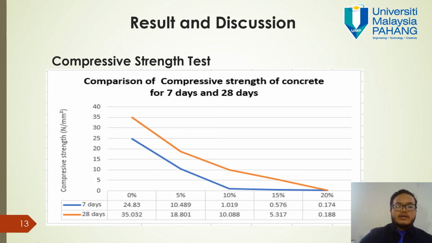So now let's go to the result and discussion. For the percentage of concrete with Kenaf core, the samples differ by percentage replacement, which is 5, 10, 15, and 20% of Kenaf core. All data from compressive strength, flexural strength, and water absorption rate with water curing will be compared with the standard control.